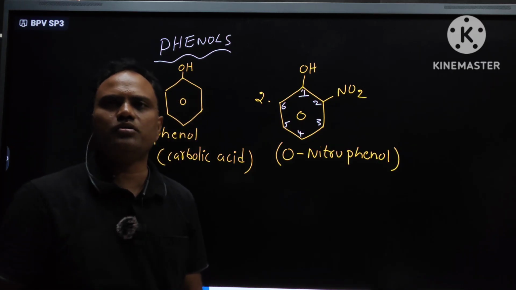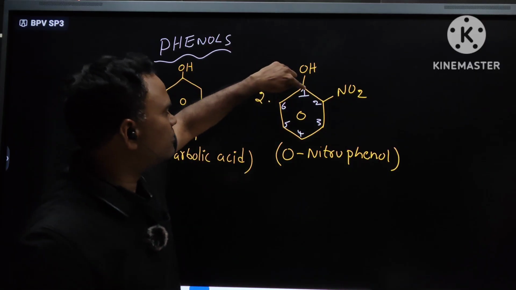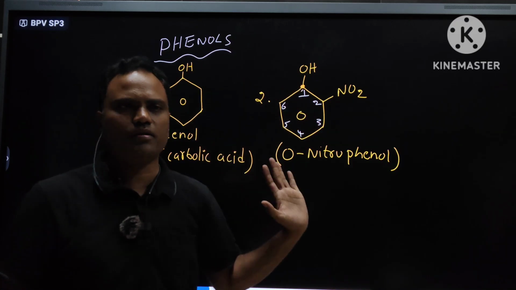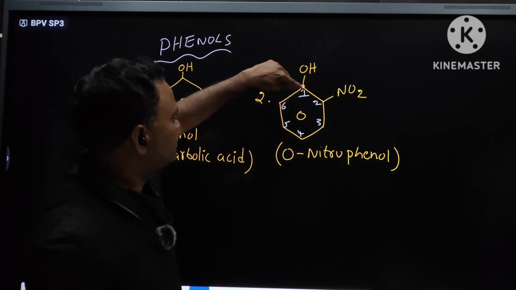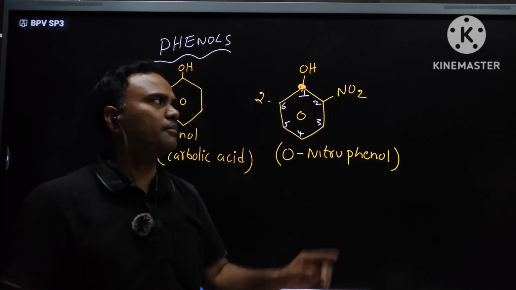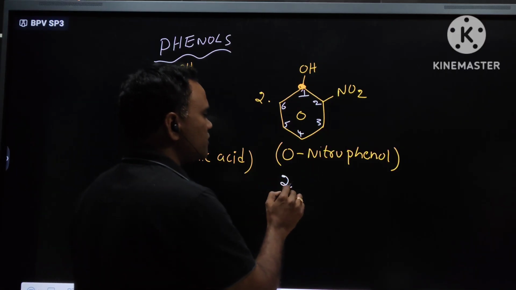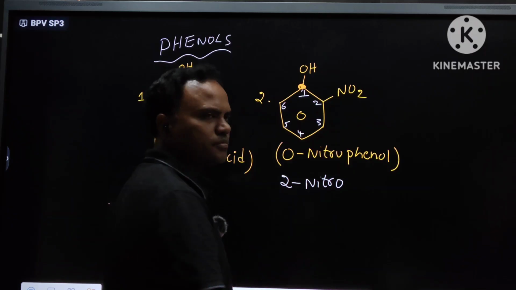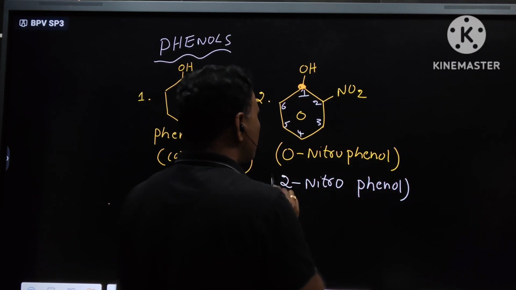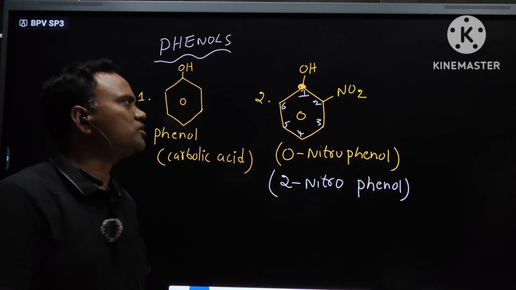At second position, nitro group is there, right? Correct only. Now, why did we start numbering from this carbon? Because this is connected to the functional group OH. That's why numbering should start from this carbon. Got it? This carbon is connected to the main OH, the alcohol functional group. That's why numbering should start from that only. So, what is its name? Tell me. At second position, what is present? Nitro. 2-nitrophenol. So, ortho-nitrophenol or 2-nitrophenol. Clear? Second position, nitro group is there.